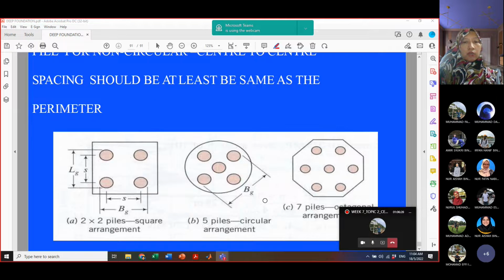So yang ni pun ada some notes lah how to determine the spacing between piles in group, and then the arrangement of the pile if you have an even number of piles ataupun odd number of piles. Okay, ada soalan tak?